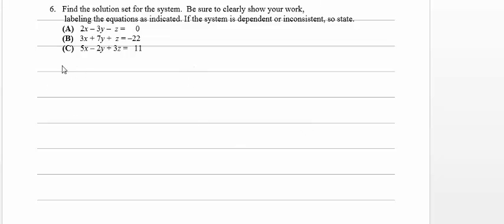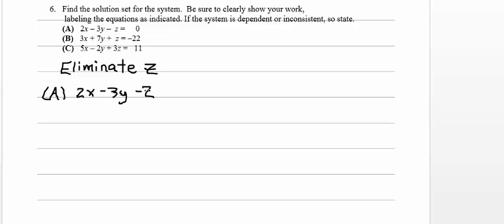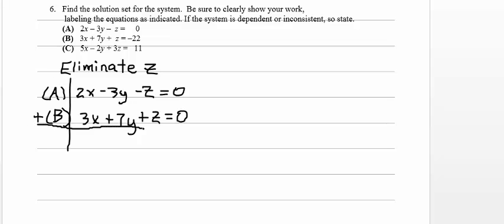Let's find the solution to the system. You may want to pause your computer and take a minute and look at the system. I'm going to choose to eliminate z because I have coefficients of 1 and negative 1 on z in equations a and b. So I'm going to add equations a and b together. And when I do, I get equation d, which is 5x plus 4y.